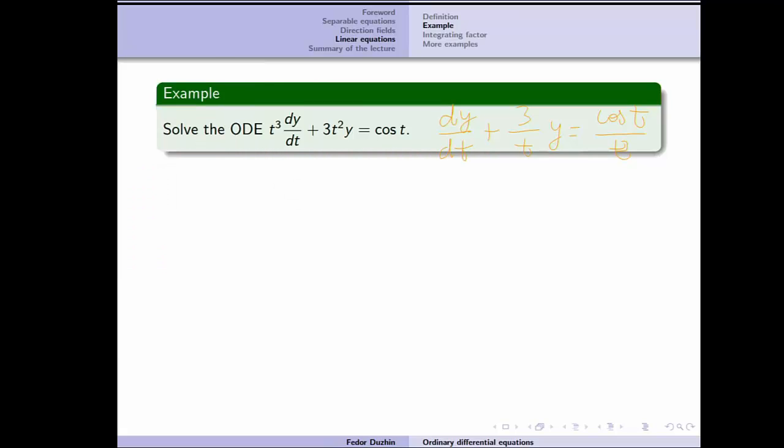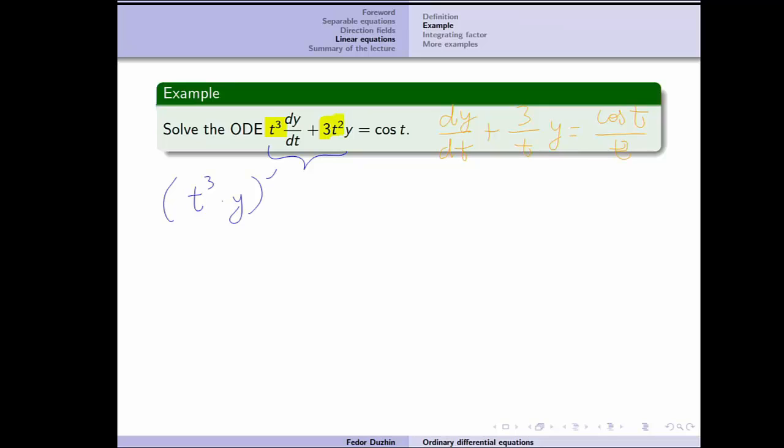So notice something special about this. If you look at the coefficients at dy/dt and at y, then the derivative of t cubed is precisely 3t squared. And I hope that you recognize the pattern, because this is the pattern of the product rule. The left-hand side of our differential equation is precisely the derivative of t cubed times y.